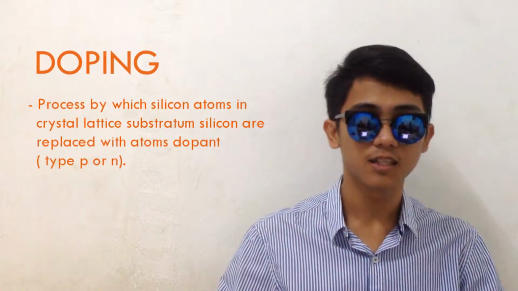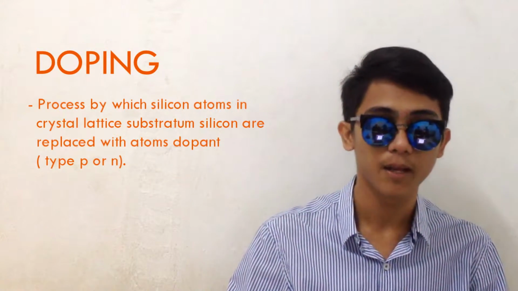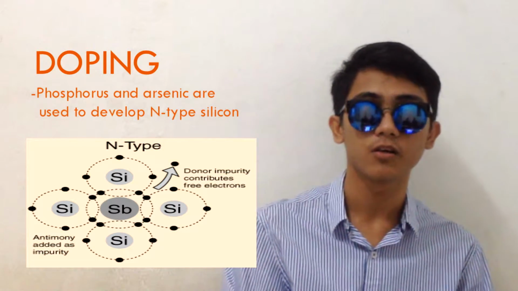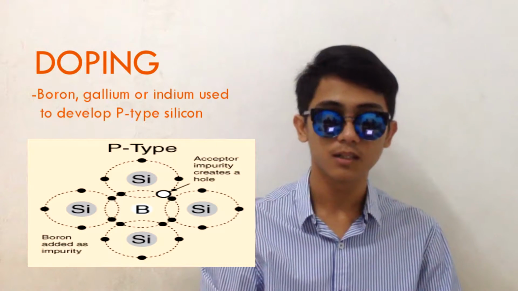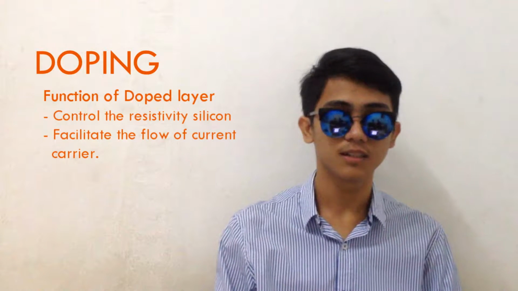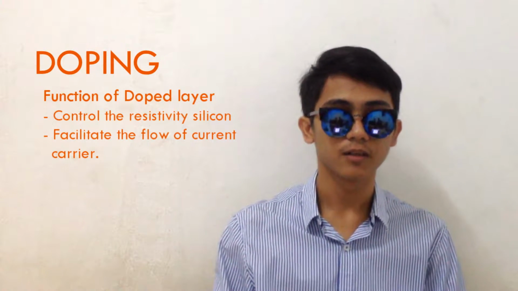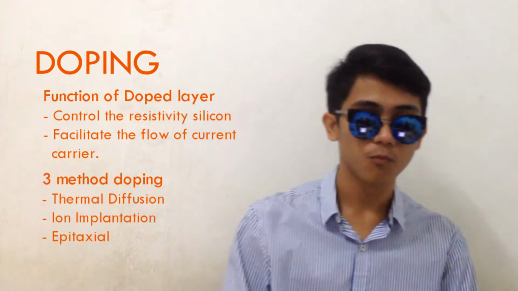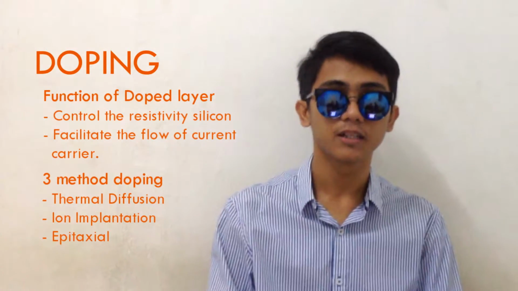Doping is a process by which silicon atoms in the lattice are replaced with dopant atoms. Phosphorus and arsenic are used to make n-type silicon. Next, boron, gallium, and indium are used to make p-type silicon. The function of the dopant layer is to control the conductivity of silicon, to provide a path for current carriers to flow. Next, there are three methods of doping: thermal diffusion, ion implantation, and epitaxy.